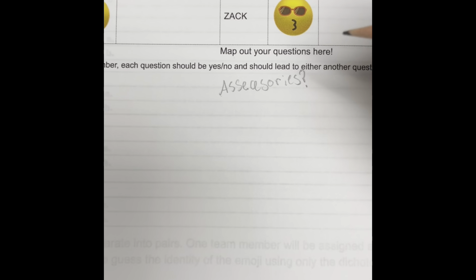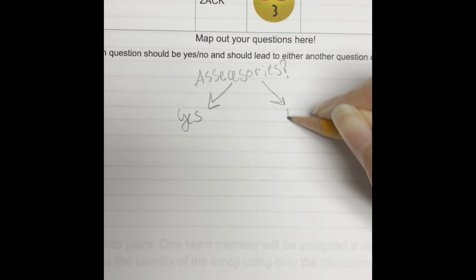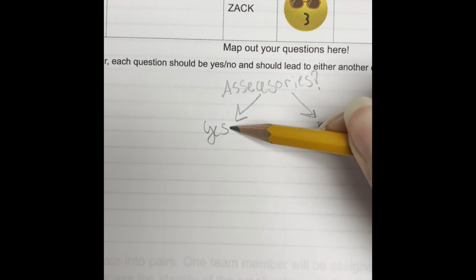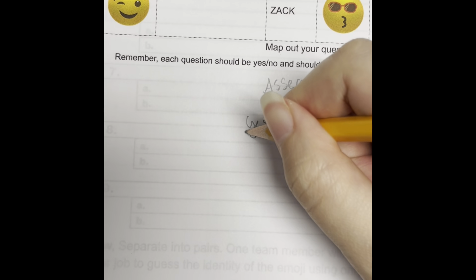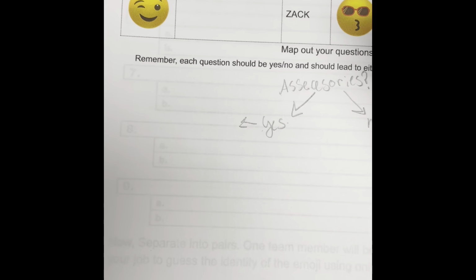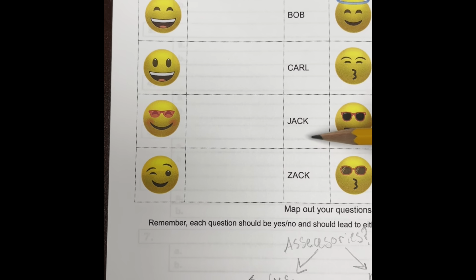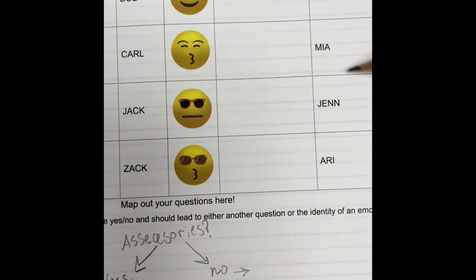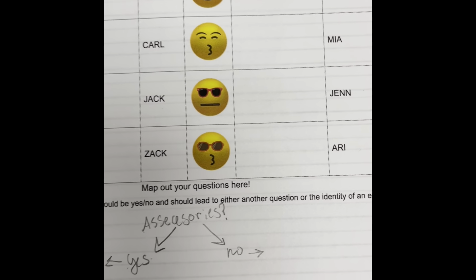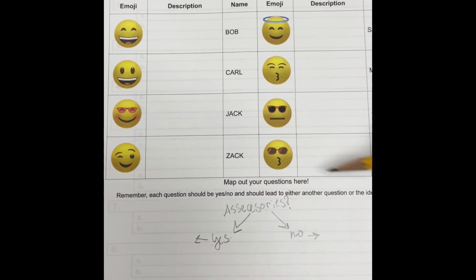Now, every single time I ask a question, it has to be a yes or a no. Now, if the answer is yes, I'm going to ask a different question. So if the answer is yes, I'm going to go this way. If the answer is no, I'm going to go this way. So let's just work with yes first. If we have accessories, then I must be talking about Jack, Sarah, Jen, or Ari. So now I have to figure out a way to make it work for them.